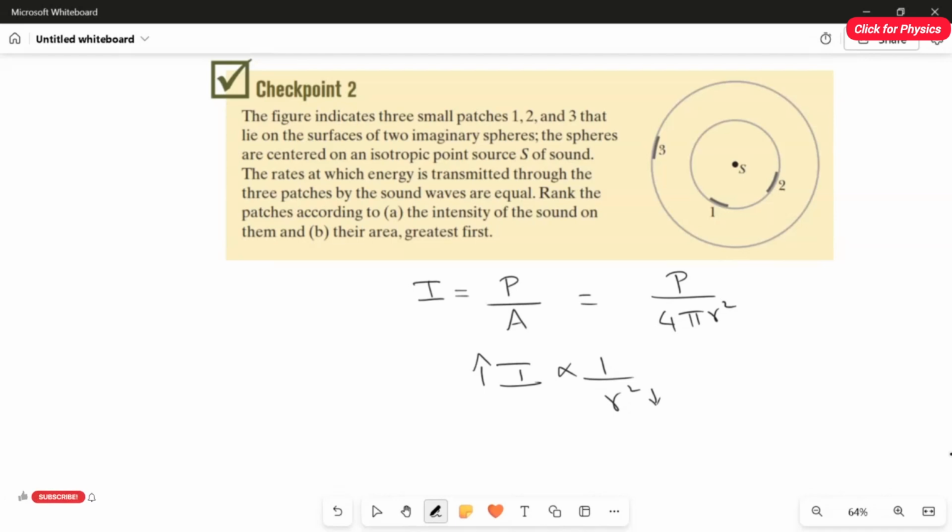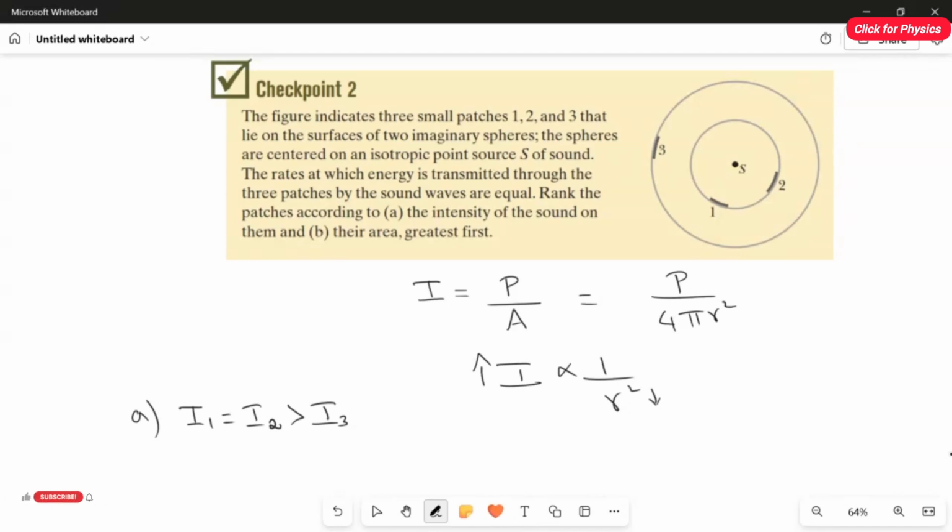Based on this, we can rank. At points 1 and 2, the intensity from the sound source will be greater because the distance is smaller when you compare with the third. So we can say at points 1 and 2, the intensities are the same. But when you see the third point, the distance from the point source is greater. So that means the intensity at point 3 will be weaker. So I1 is equal to I2.